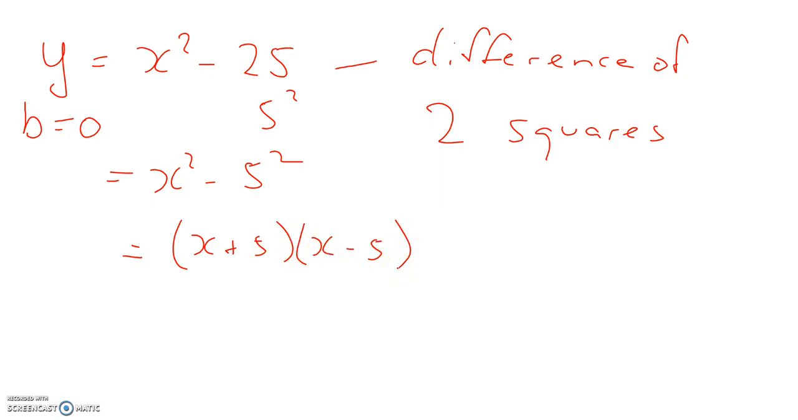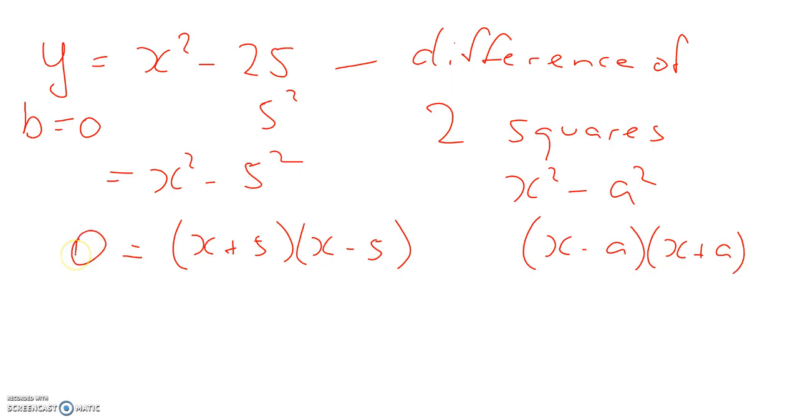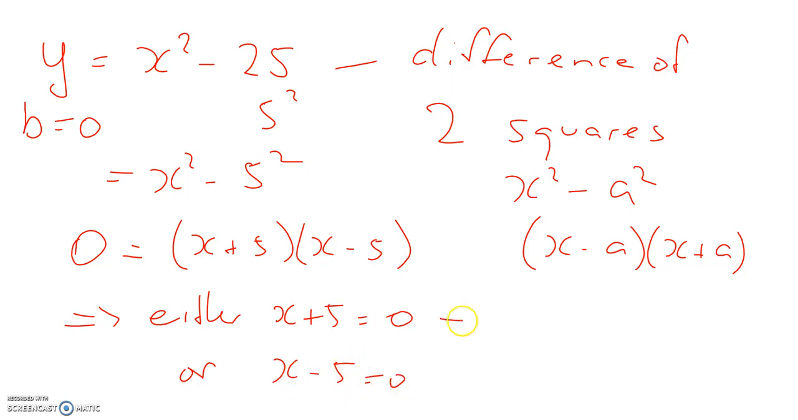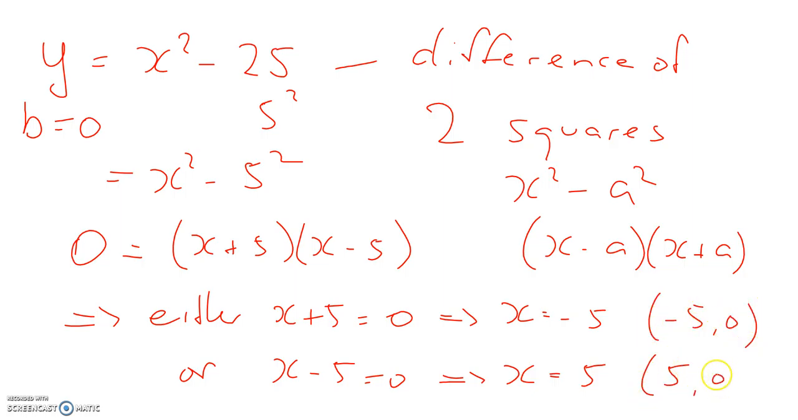Okay? So in general, if we've got x squared minus a squared, we can factorize that as x minus a times x plus a. Using the null factor law to find the zeros, this implies that either x plus 5 equals 0 or x minus 5 equals 0. This one implies that x equals minus 5. This one implies that x equals 5. So we go back and there are our two roots: minus 5, 0 would be one root, and 5, 0 would be the other root.